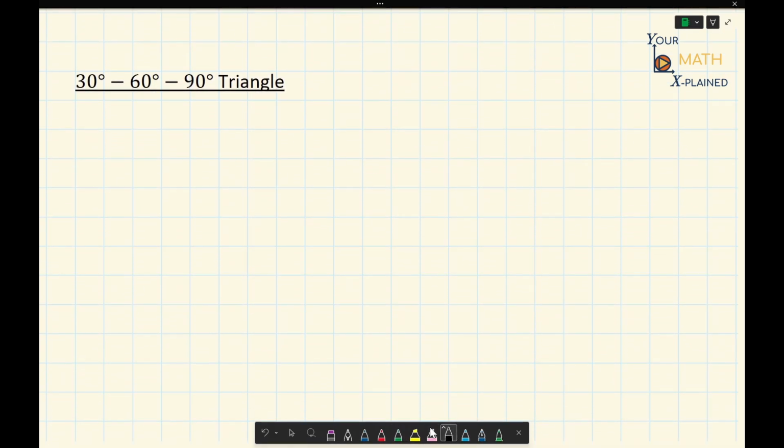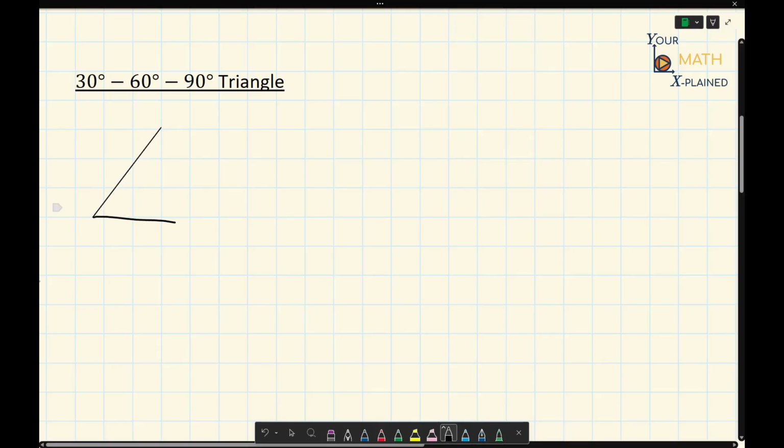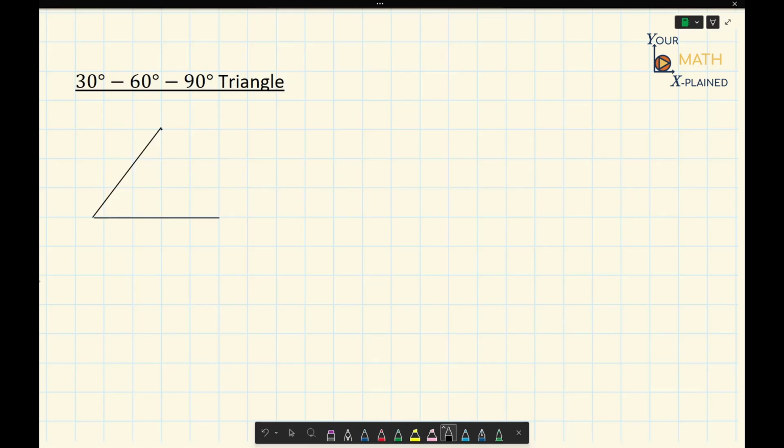Next, we're going to take a look at the 30-60-90 triangle. And we're going to construct that by drawing an equilateral triangle. So an equilateral triangle is just a triangle where all three angles are 60 degrees. And we're going to make it so that this triangle has a side length of 2. So next, we're going to go from the top vertex. We're going to drop a height all the way down to our base.